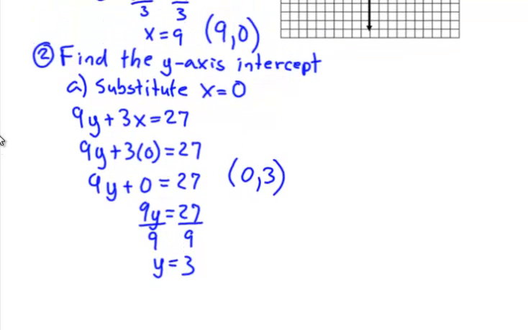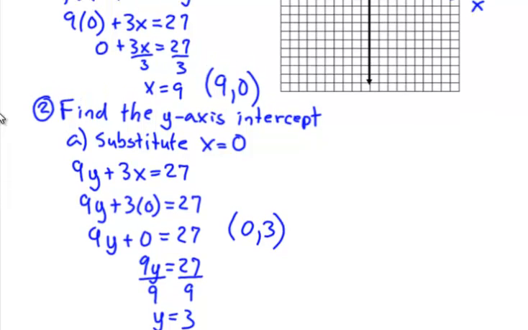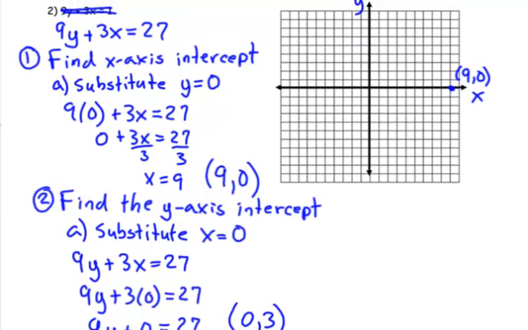And let's make sure that when we graph that, it actually is on the y-axis. So I'm going to come up here, and I'm going to look at my graph. 1, 2, 3, (0, 3). It is on the y-axis. And now, using my straight edge, I'm going to graph this line. That's off a little bit, but I think you get what we're looking at. And we want to put some arrows on our line, and we want to label it with the original equation. So 9y plus 3x equals 27.